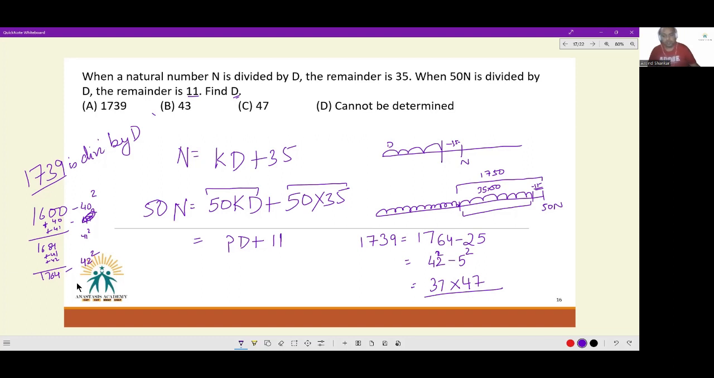This is a wonderful method when it comes to four-digit numbers, because here they would not give you something as random as 83 into 71. They will not give you something as bad as that or something very weird. They'll give you a reasonably small number wherein factor finding is possible.